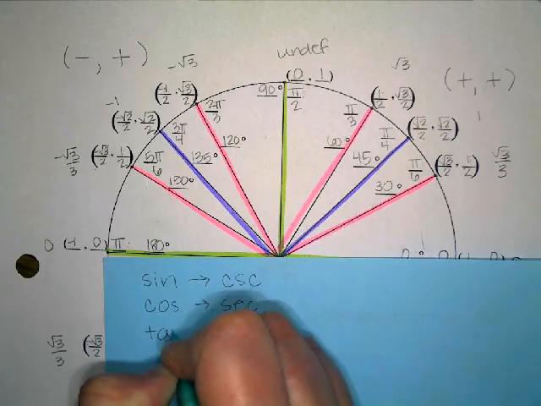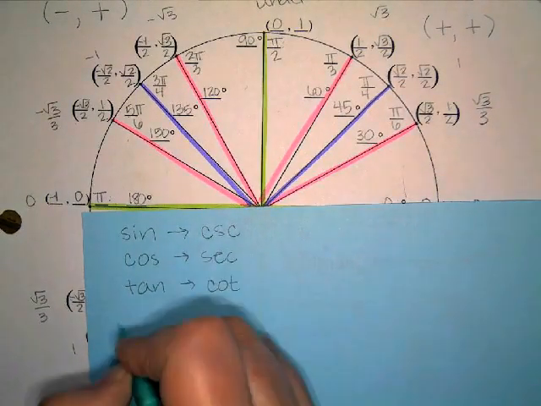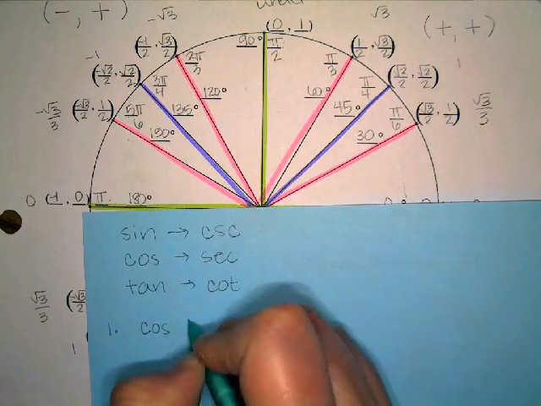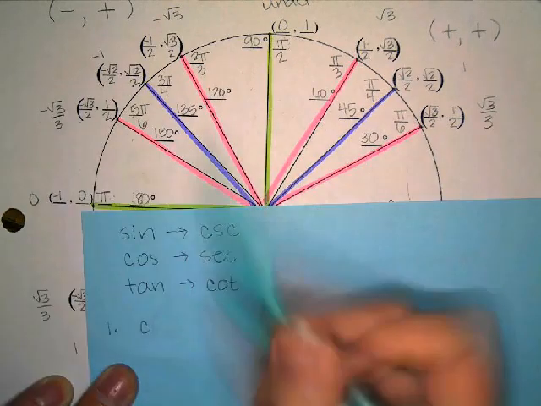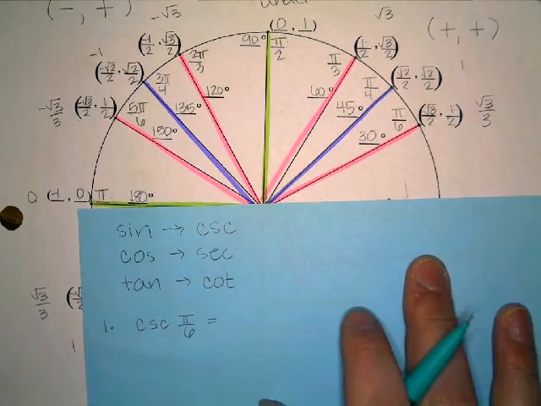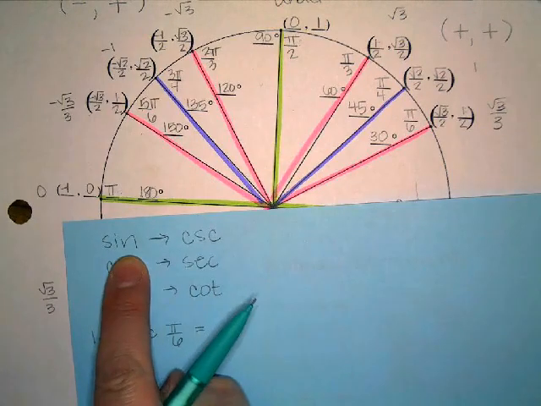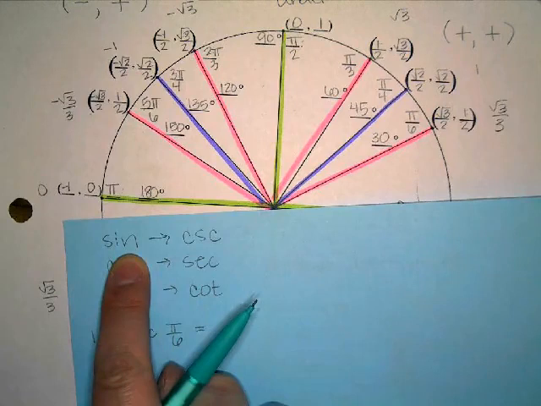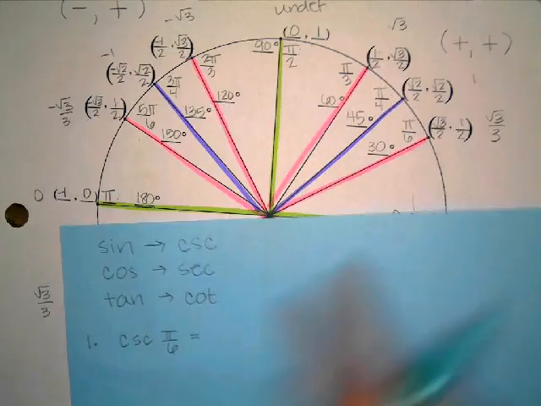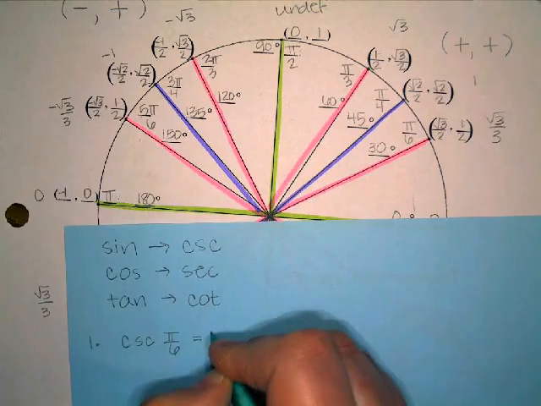Okay, so we're going to do some sample problems. What if I needed to find cosecant of pi over 6? I would look at the y-coordinate, because cosecant is just the flipped version of sine, and sine is the y-coordinate. Instead of writing down that fraction, I would write down the reciprocal of that fraction. So flip it, I'm going to write it down as 2 over 1, which is just 2. So cosecant of pi over 6 is 2. Does that make sense? Okay.